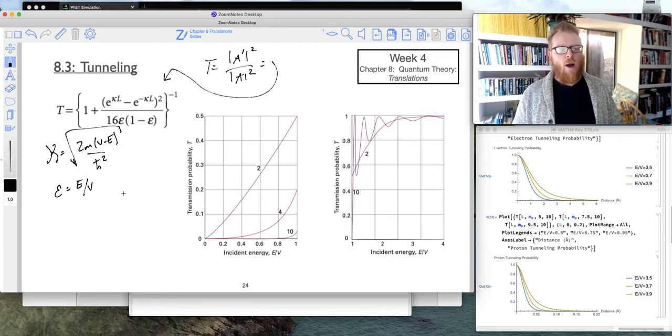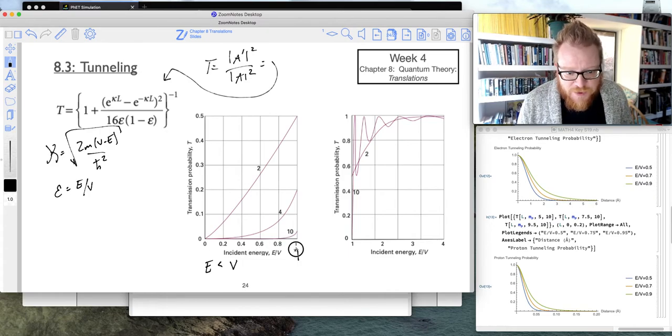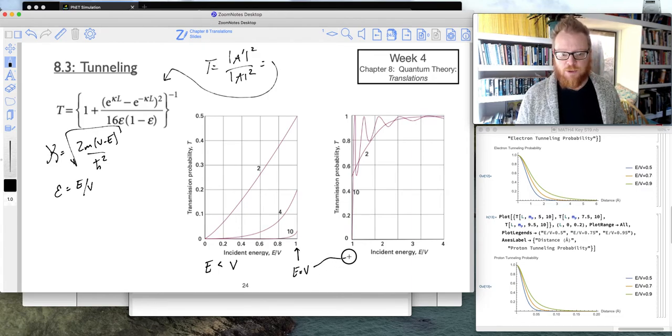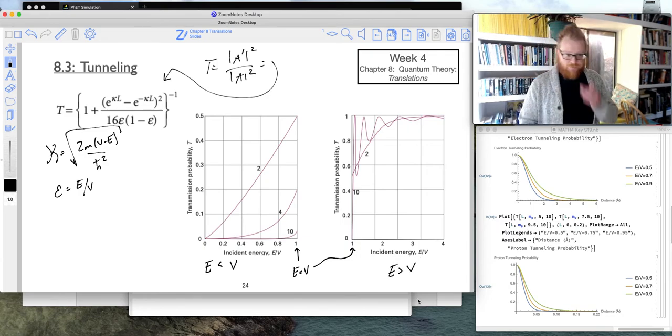Now there are a couple of things going on in this figure. In this left figure, you can see incident energy in terms of E divided by V. This figure is when E is less than V. You can see, for example, at this number 1 right here, that's when E is equal to V, and similarly right here on this graph. But for the rest of the scale on this right graph, this is where E is greater than V.